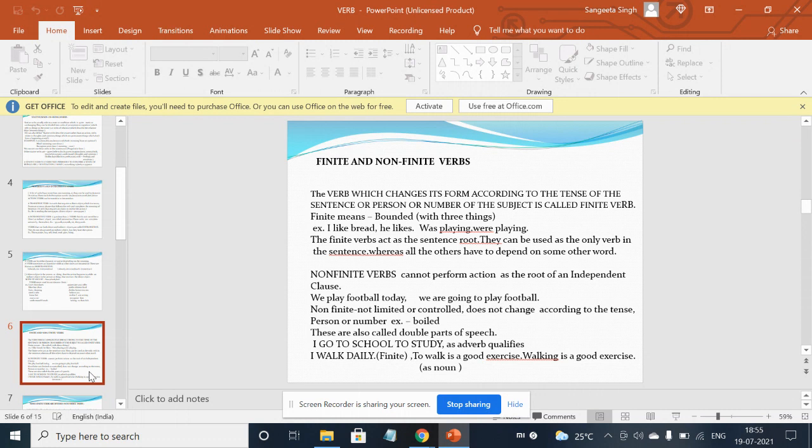Non-finite means not limited or controlled by three things. It does not change according to the tense, person, or number. Example, boiled. We can say, I ate boiled eggs. He eats boiled egg. Now, in each case, boiled is boiled. No changes in this. These are also called double parts of speech.